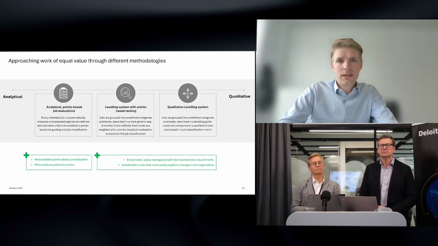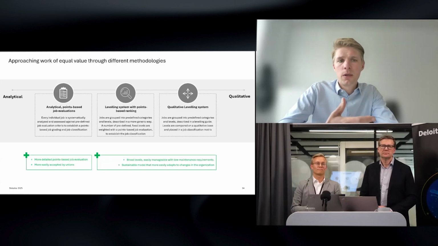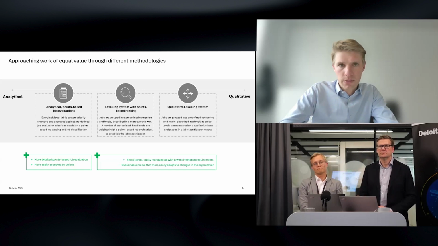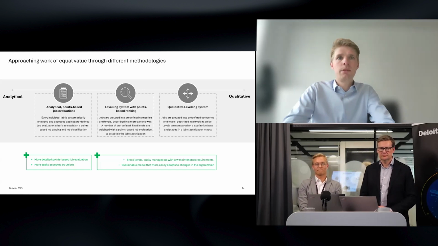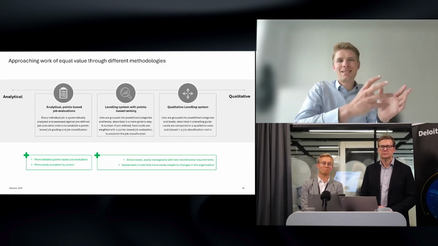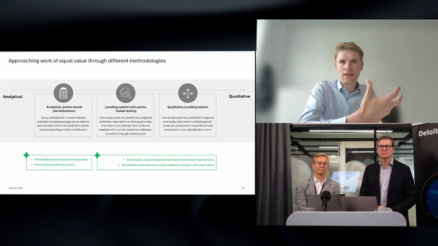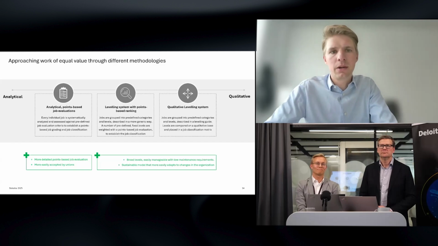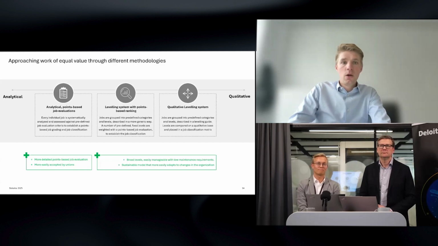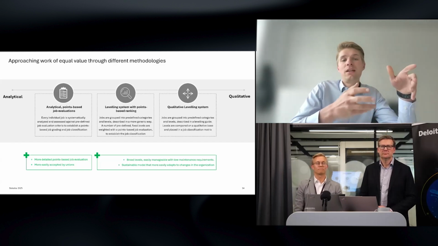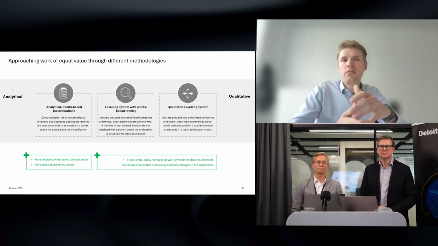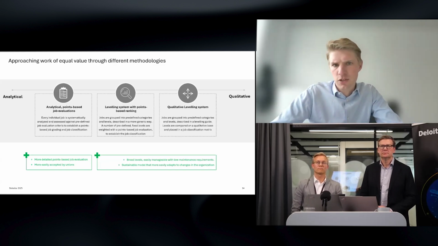And I think the big advantage of the analytical point-based systems is that they are more detailed and they are more easily accepted by worker representatives and unions. Why is that? Because there is an analytical point-based system behind it. That allows them to quite easily see how points are being granted and what the reason behind that is. Of course, the downside is that it is very detailed and you need to go through a point-based job evaluation exercise for each job.